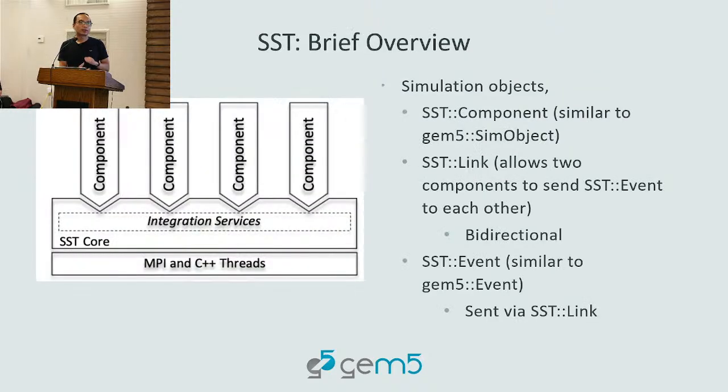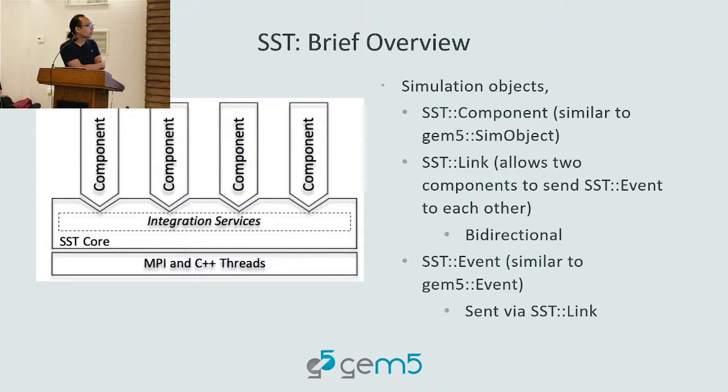So what is the simulation object in that simulator? It's called an SST component. As you can see, there are four components, which are kind of similar to gem5 objects, which you can parameterize, and which basically represent a component in your system, like the CPU, memory, DRAM, cache, anything. This can even be a whole system.